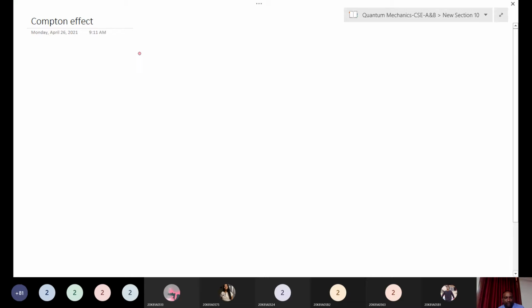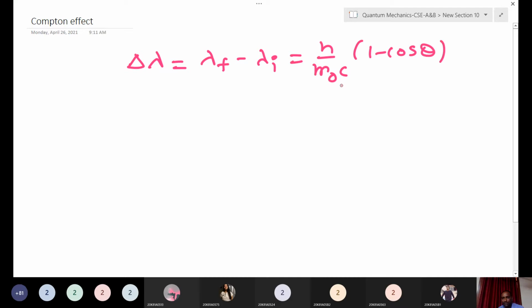So in the last class, we discussed the Compton effect. That almost completed our derivation. The Compton shift, delta lambda, is equal to lambda f minus lambda i, equal to h by m naught c into (1 minus cos theta). Here lambda f is the scattered photon wavelength, lambda i is the incident photon wavelength, h is the Planck constant, m naught is the rest mass of the electron, c is the light velocity, and theta is the scattering angle.